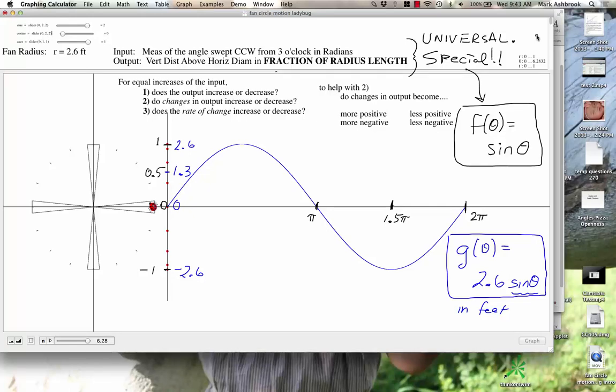So what if the radius of my second hand on my watch is 7 millimeters? And I want to measure the vertical distance above the horizontal diameter on my watch in millimeters. What will the function be? 7 times sine, because that sine will give us that universal fraction of a radius length that we are above or below. We want that fraction of whatever our radius is. In that case, 7 millimeters.